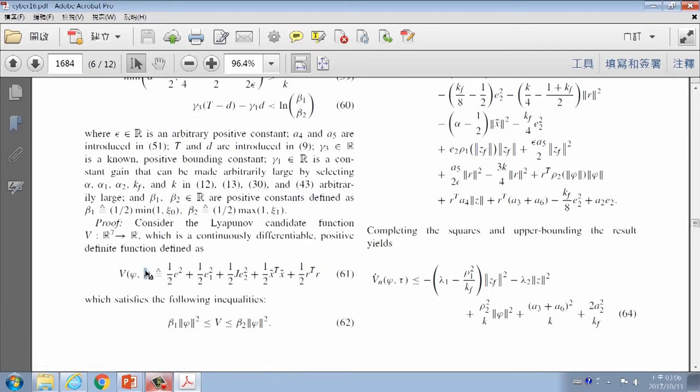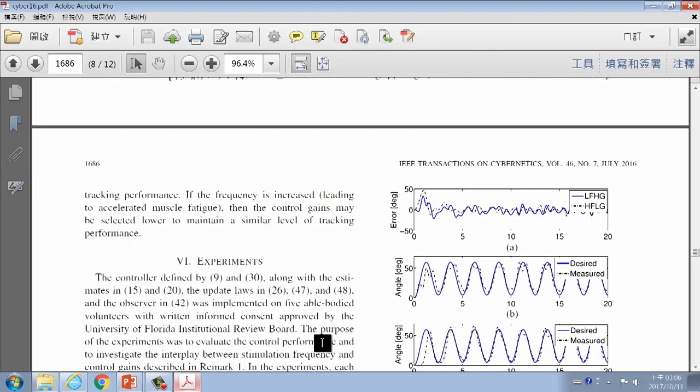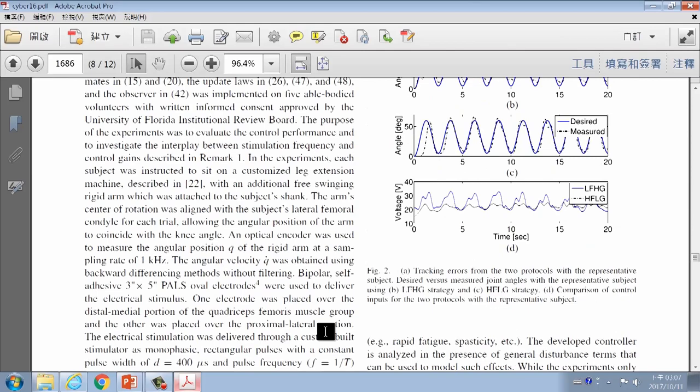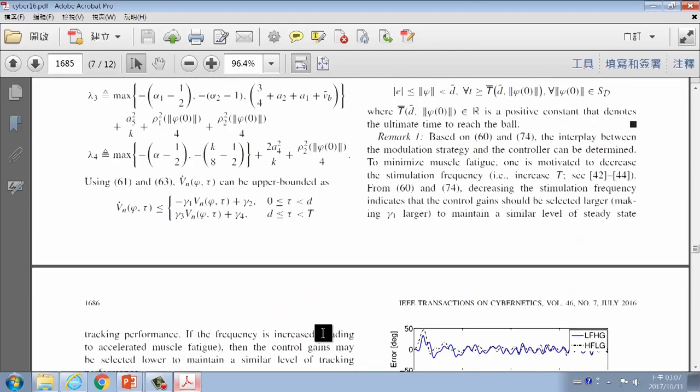And based on this Lyapunov function, we find the lower and upper bound: beta 1 phi squared and beta 2 phi squared. And phi is this argument. So this lower bound doesn't depend on time, and the upper bound also doesn't depend on time. Okay. So in the stability, you can say it's uniformly stable. Yeah, in this case, it's uniformly stable. Okay.